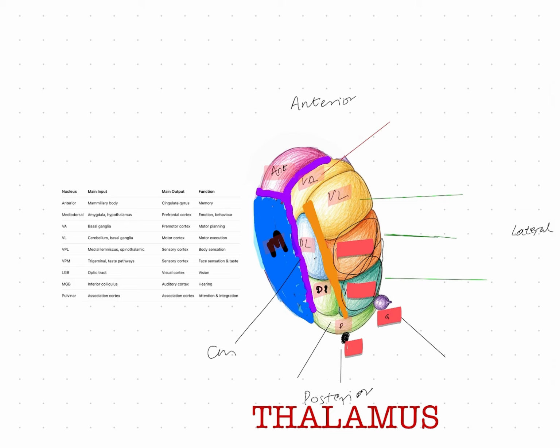And the two bodies that we learned are on the posterior side. What are the names of these bodies? Just to remember, one is the light body, the other is the music body. We'll learn why I'm saying this. This is the medial geniculate body, associated with hearing, and this is the lateral geniculate body, associated with light or vision.